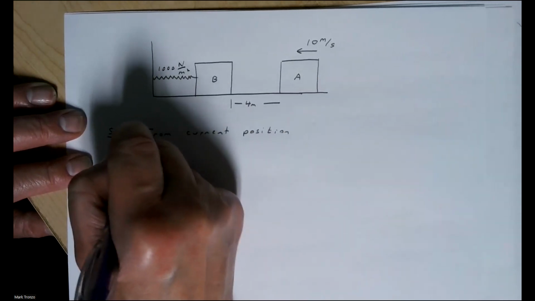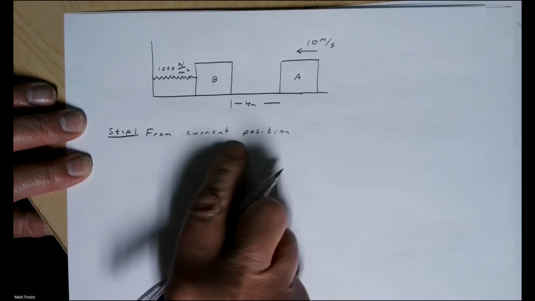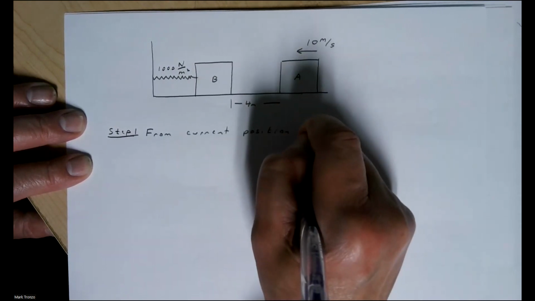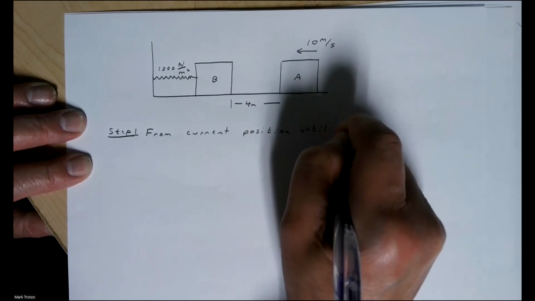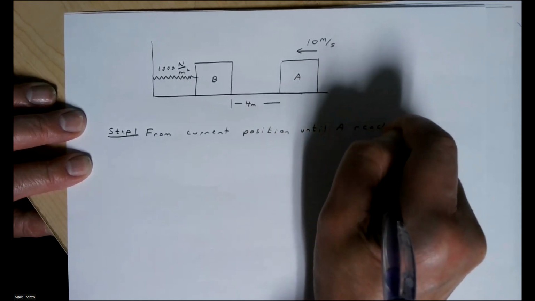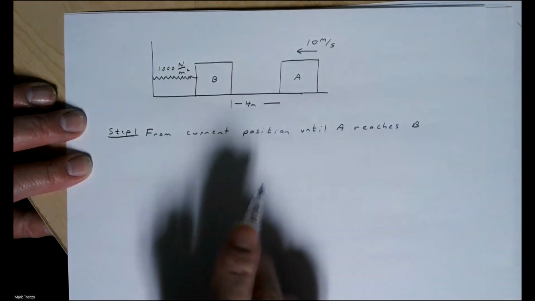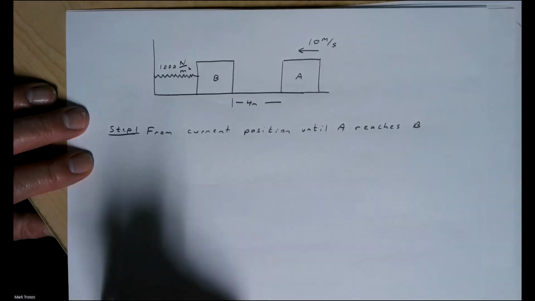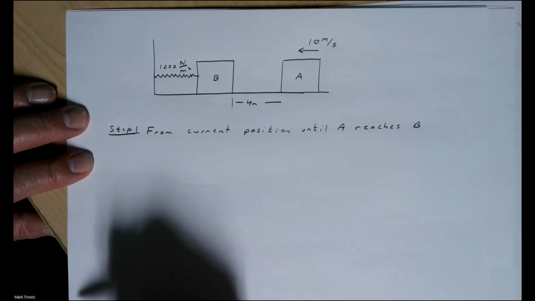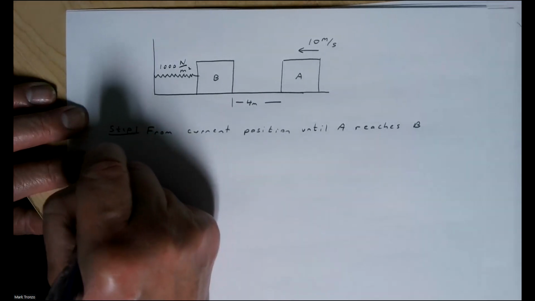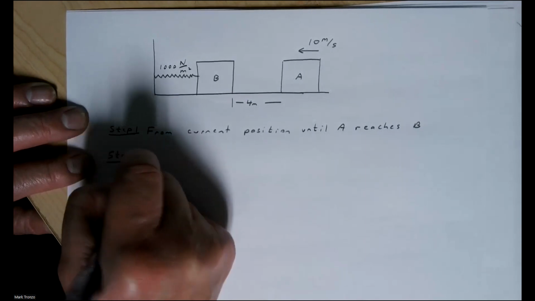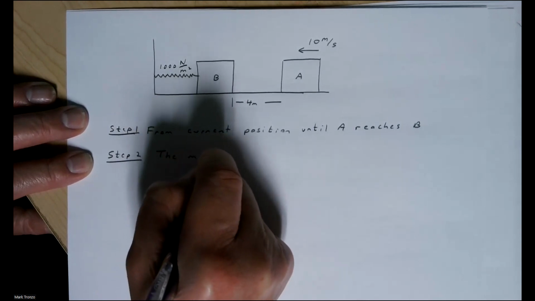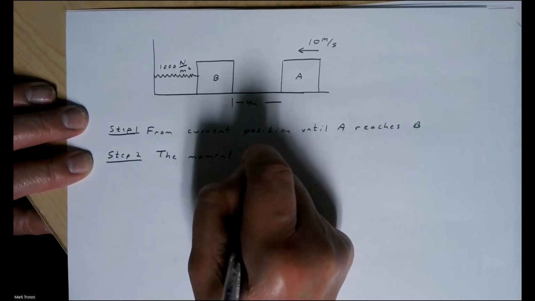So let's consider, like this would be step 1. This would be A, say A from the current position until A reaches B. So it's going to be like starting here, and then just when it reaches B will be the step 1, and then step 2 will be the moment A impacts B.